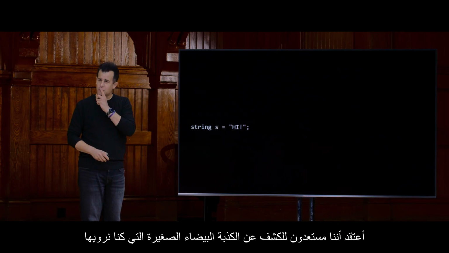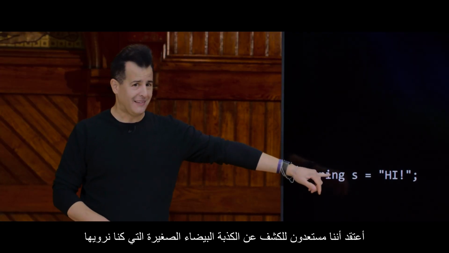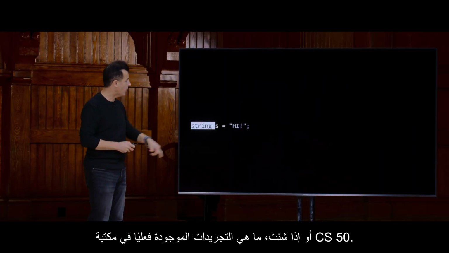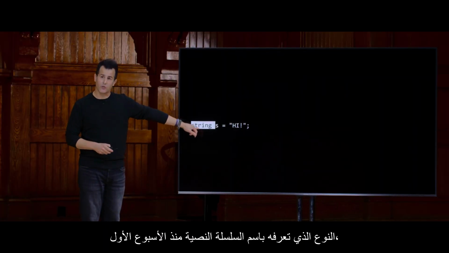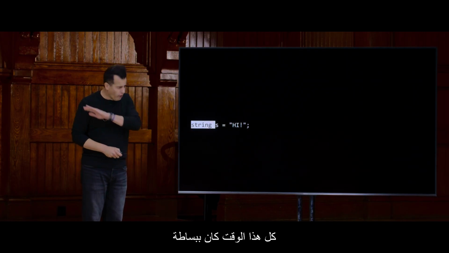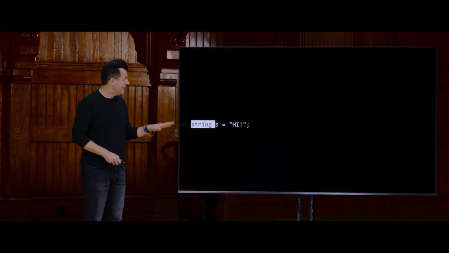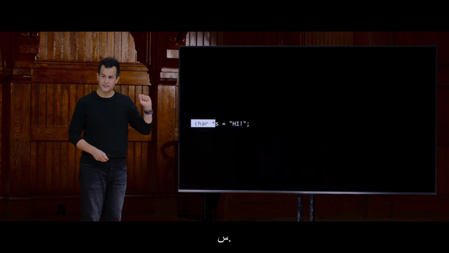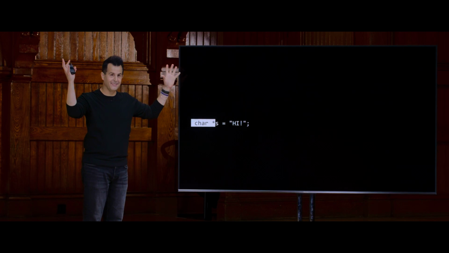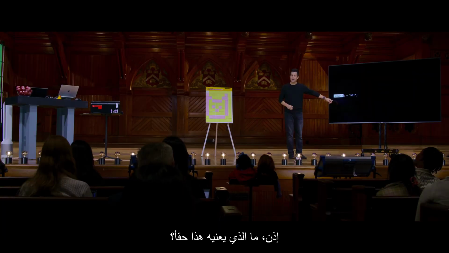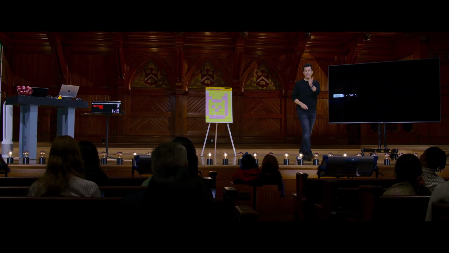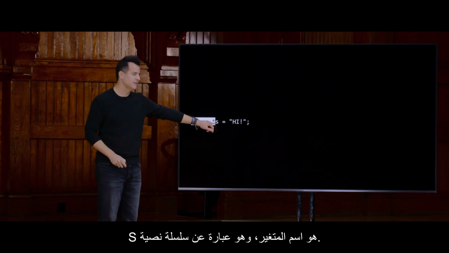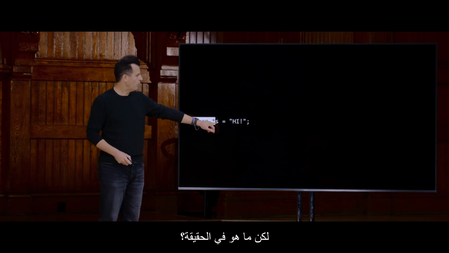But technically, I think we're ready to reveal what little white lie we've been telling, or if you will, what abstraction s actually is in the CS50 library. The type you know as string since week 1, all this time has simply been a synonym for char star. So what does this really mean? Well, we saw int star p earlier. Here we're seeing char star s, but what does that really mean? Well, s is the name of the variable, and yes, it's a string. But what is it really?